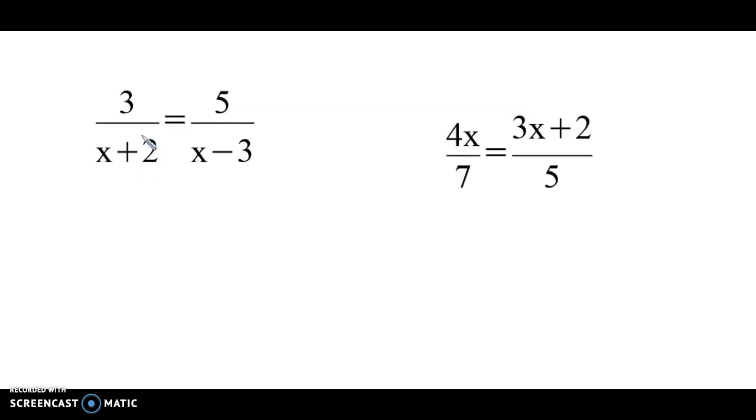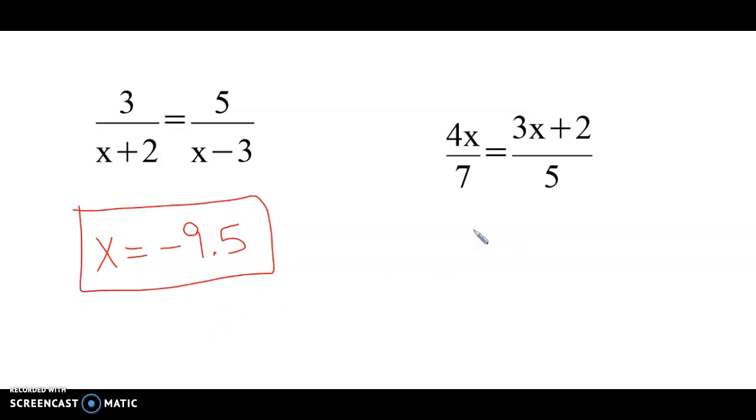So for this first problem, 3 divided by x plus 2 equals 5 over x minus 3. You should have gotten x equals negative 9.5. Okay, now for the second problem, 4x over 7 equals 3x plus 2 over 5. For this one, you should have gotten x being equal to negative 14.